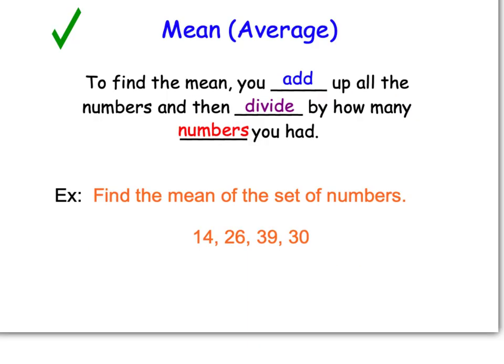Mean is also called average, and you've heard of average before because most of your grades are probably found with an average. But to find the mean, you add up all the numbers and then you divide by how many numbers you had. So write that definition down, it's important.